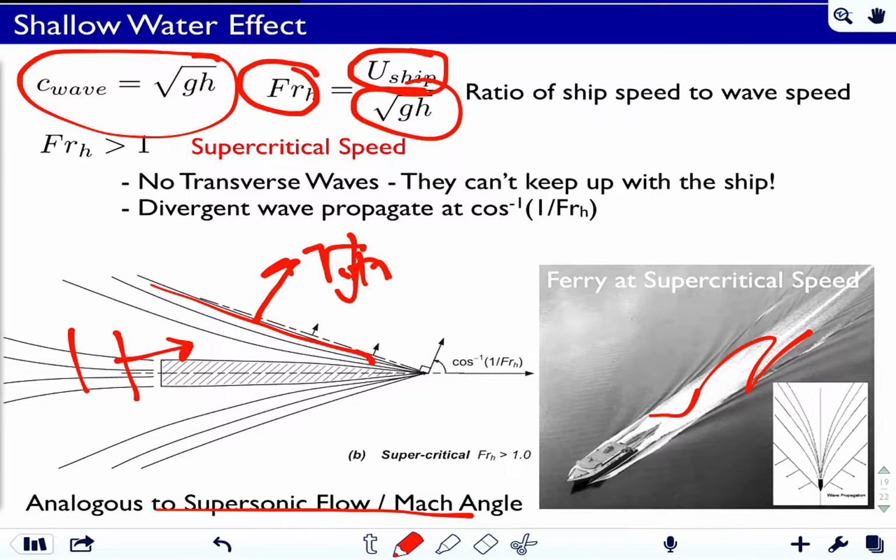Here, instead of the Mach number, you have the Froude number, but it's analogous. Mach number is a ratio of the aircraft speed to the sound speed, the sound speed being the speed at which these waves are traveling, in this case the sound waves, that's c. The h-based Froude number here is the ship speed relative to root gh, which is the speed of propagation of these waves, not sound waves, but ocean waves. So they're completely analogous to the Mach cone.